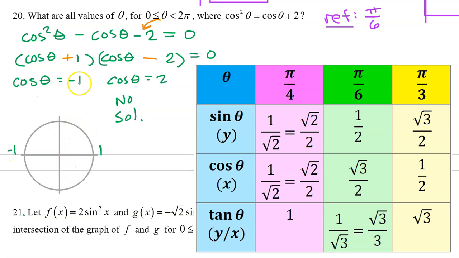Meanwhile, I sort of answered this first equation with this picture. Where does cosine equal negative 1? Well, we see that cosine will be negative 1 right here at pi. So theta is equal to pi. That's it. On the interval from 0 to 2 pi, this is the only solution to this equation.